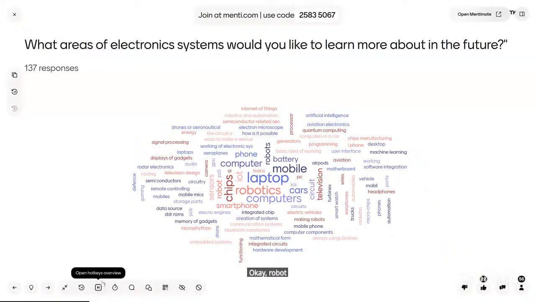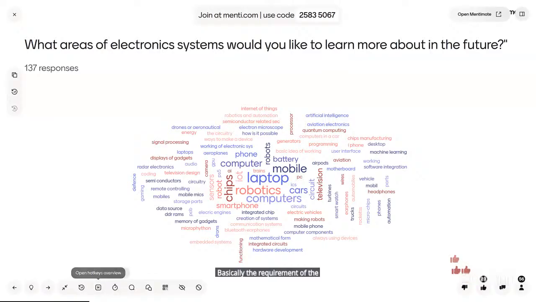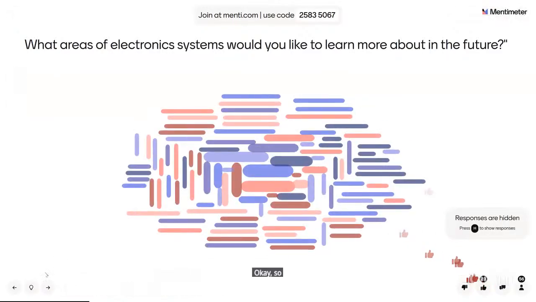Robotics, nowadays that is also very useful, so that is also used. So there are lots of scopes available in electronics. Nowadays the demand for the electronics part is increasing. As the semiconductor industries have grown in India, the requirement of electronics is increasing day by day. So that you will discuss in your future.